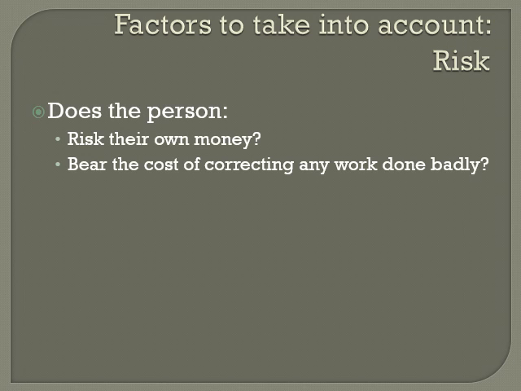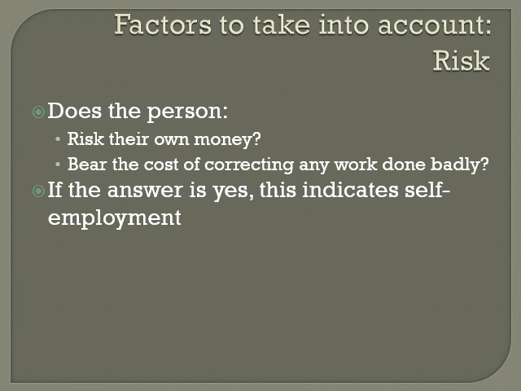Thirdly, we'll consider risk. Now, is the person risking their own money in their work? And do they bear the cost of correcting any work that's done poorly? If so, it indicates self-employment. If, however, they're not risking any of their own money in doing the work, or someone else will pay for the cost of correcting any work, then that would indicate employment.